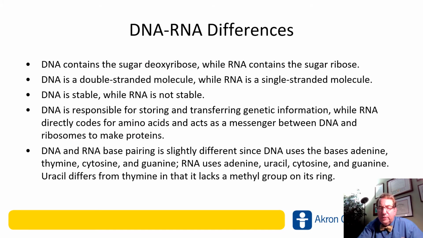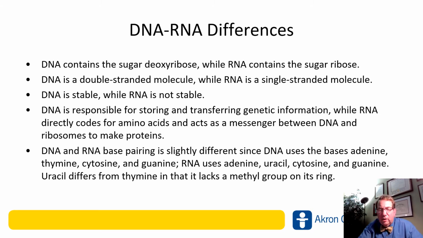There are some differences between DNA and RNA. Again, going over this, DNA contains the sugar deoxyribose, whereas RNA contains the sugar ribose. DNA is double-stranded, RNA is single-stranded. DNA is very stable, RNA is not stable. DNA is responsible for storing and transferring genetic information, while RNA is the negative blueprint of DNA and directly codes for the amino acids and acts as the messenger between DNA and the ribosomes that make the proteins.